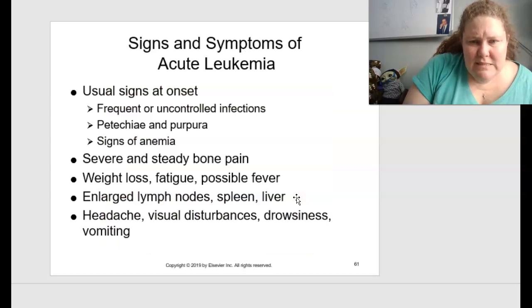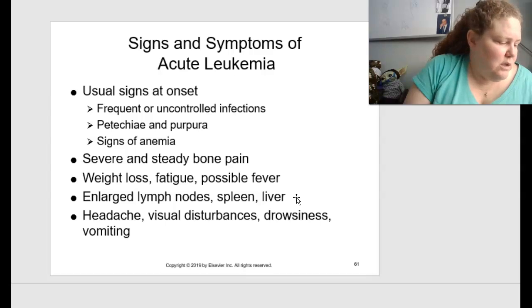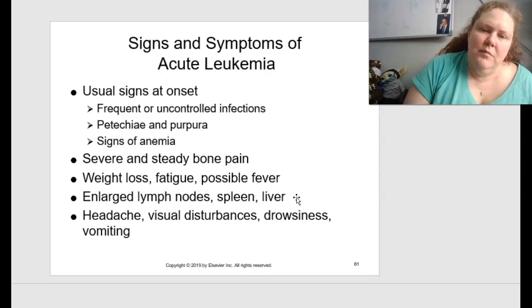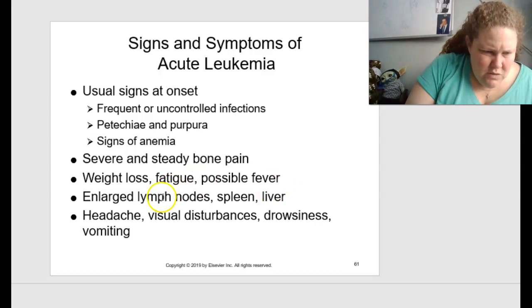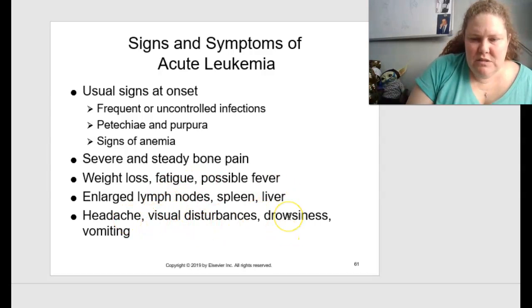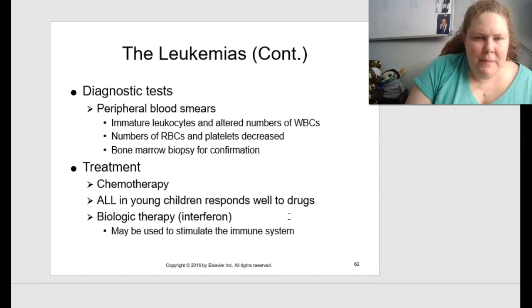So what about signs and symptoms of acute leukemia? Well, usually the signs at onset are frequent or uncontrolled infections, those spots, the petechiae and purpura. The signs of anemia are also present. You would have severe and steady bone pain, weight loss, fatigue, and possible fever, enlarged lymph nodes, spleen, and liver. And also you could have headache, visual disturbances, as well as drowsiness and vomiting.